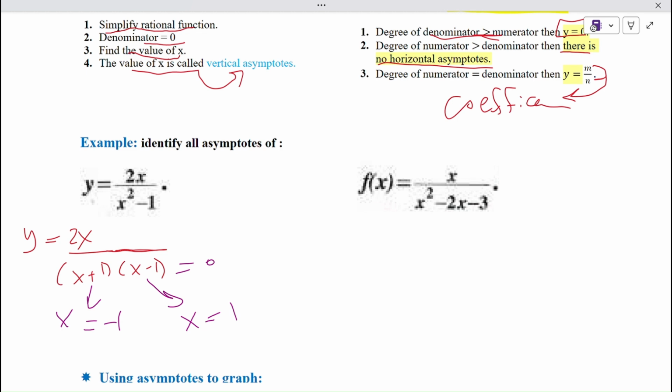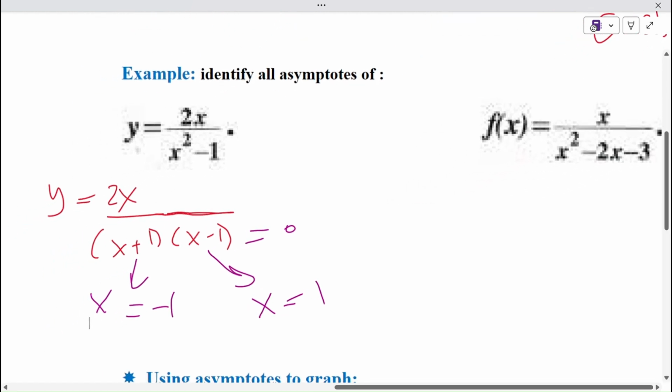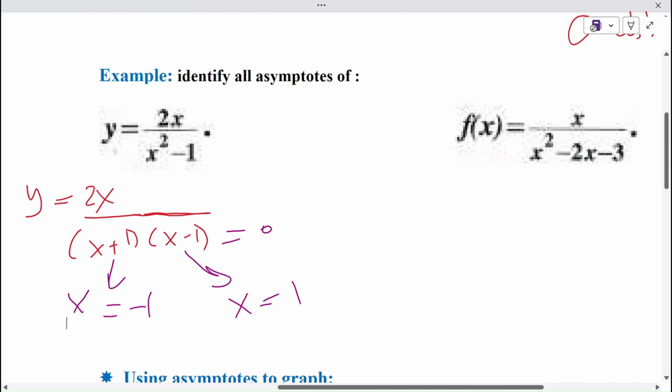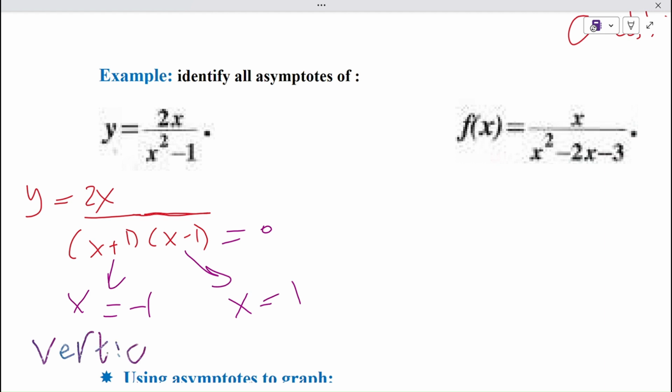Okay, this is vertical asymptotes is equal to minus 1 and plus 1. What about the horizontal asymptotes?